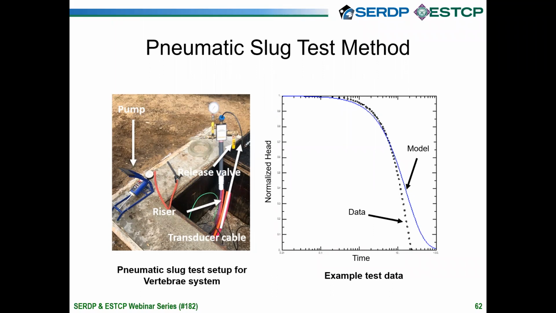We found that in general, the setup is straightforward and easy to deploy in the field. However, as you can see here, the data deviate notably from the model predictions in both early and late times. So that's sort of an indication that some of our key assumptions are not valid.